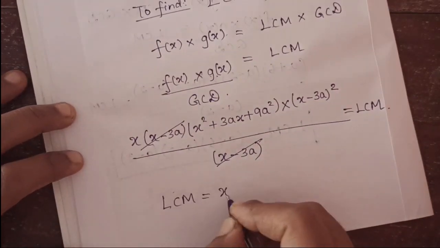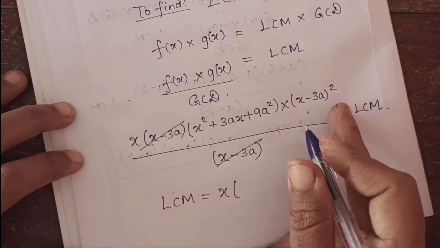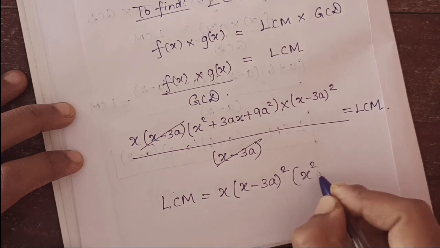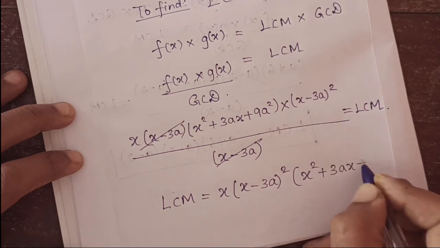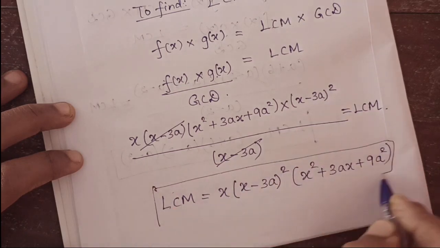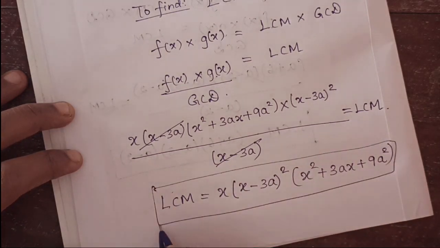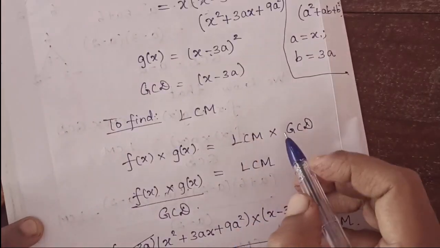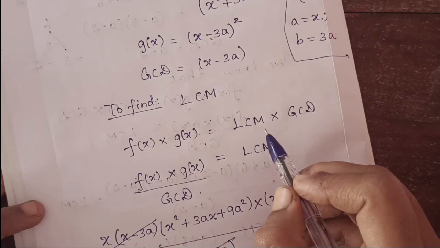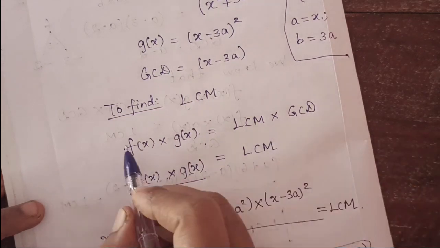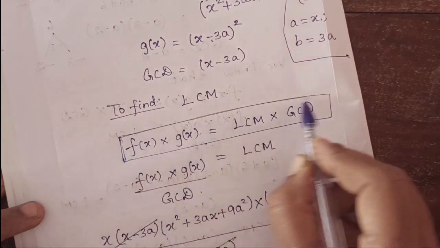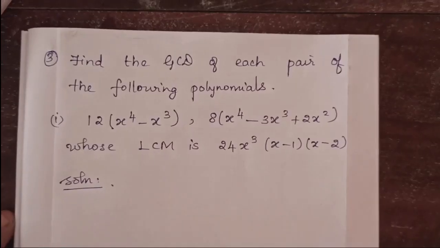LCM is equal to x into, I am writing this term, next one, x minus 3a the whole square into x square plus 3ax plus 9a square. So this is the required LCM for the given two polynomials. Just we applied one formula. What is that? f of x into g of x equal to LCM into GCD. So based on one formula we solved this much problem. So we need to study this one very clearly.